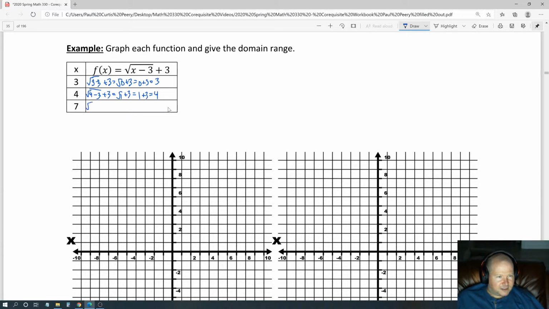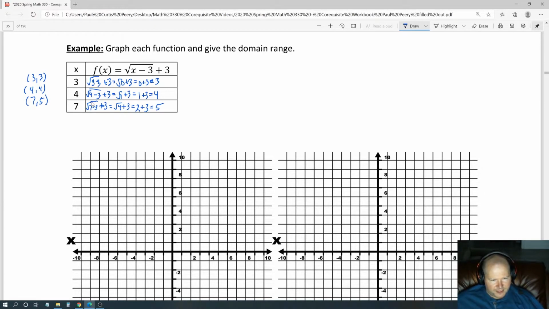Next, we have a 7. Square root of 7 minus 3. Still have that plus 3 there. 7 minus 3 is a 4. Square root of 4 plus 3. Square root of 4 is a 2, just a plain vanilla 2, plus 3, and 2 plus 3 is a 5. So it looks like we have some ordered pairs here. So we have a 3, 3, and then we have a 4, 4, and then over here we have a 7, 5. Okay, let's graph it and see what we get.